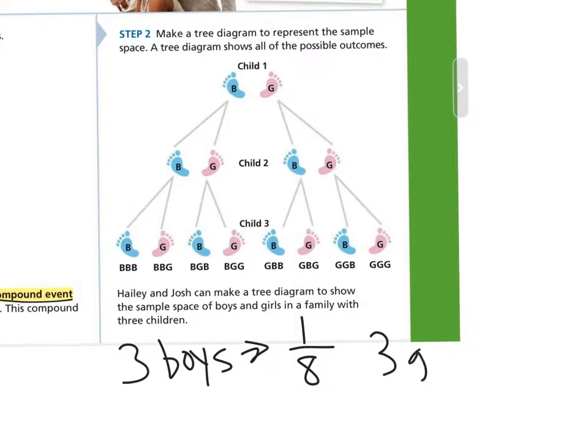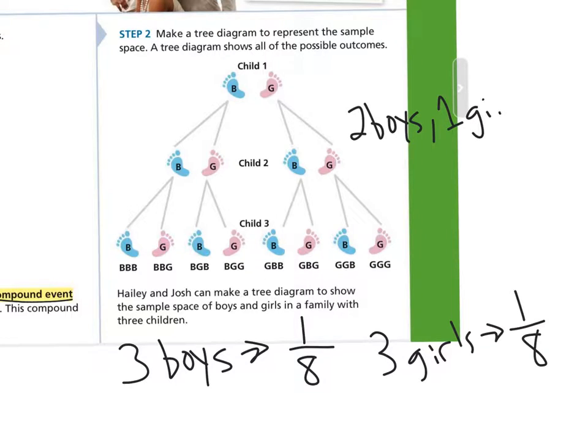3 girls, what's the chance? Is also 1/8. And then we could go on from there. Another possibility would be 2 boys and 1 girl. So 2 boys and 1 girl. There's one, there's one, there's one. So that's a 3 out of 8.